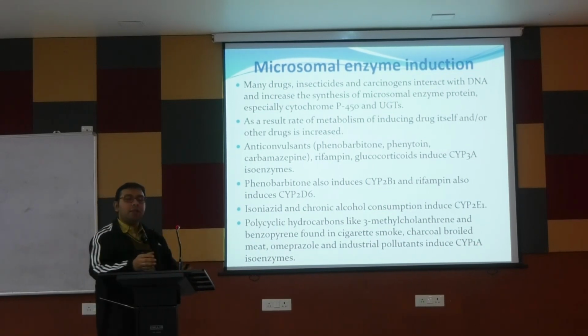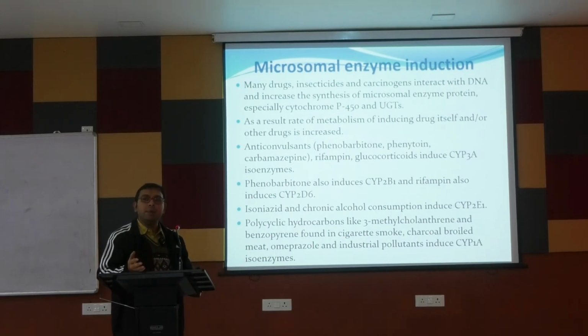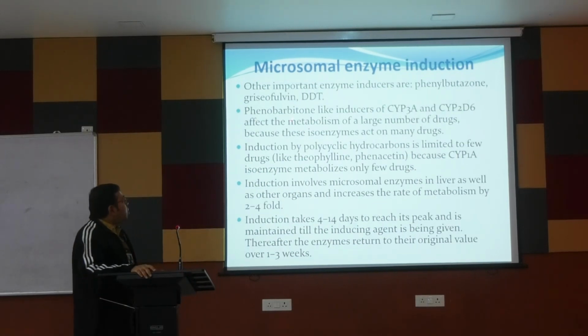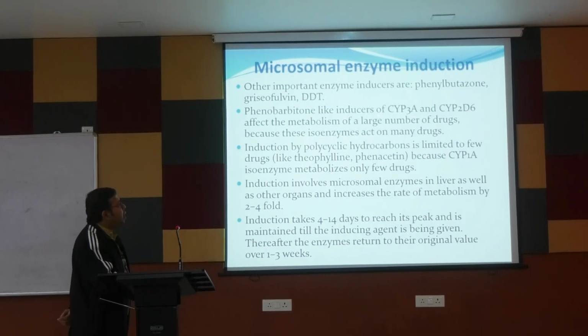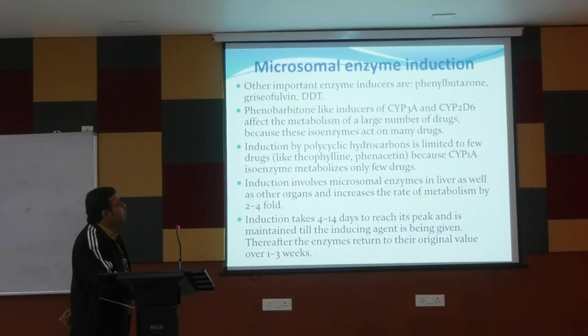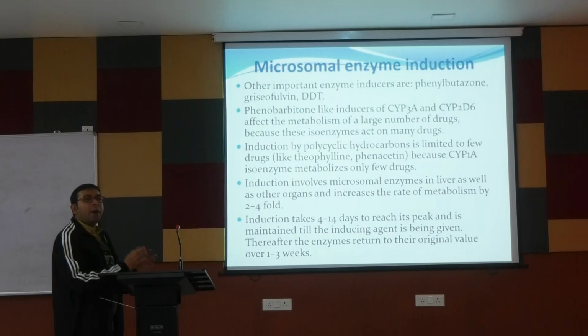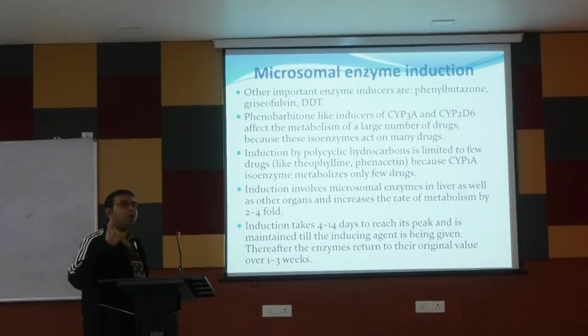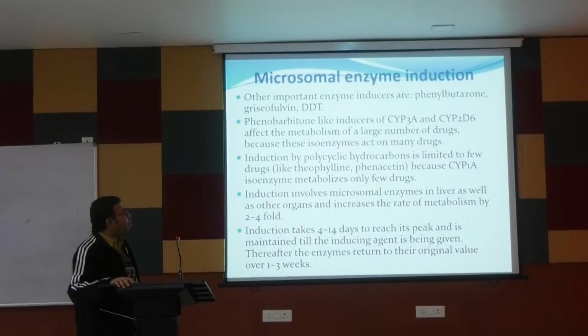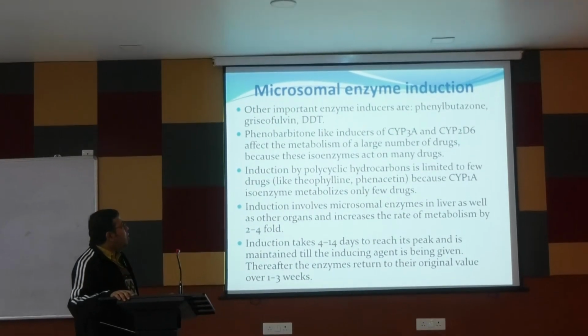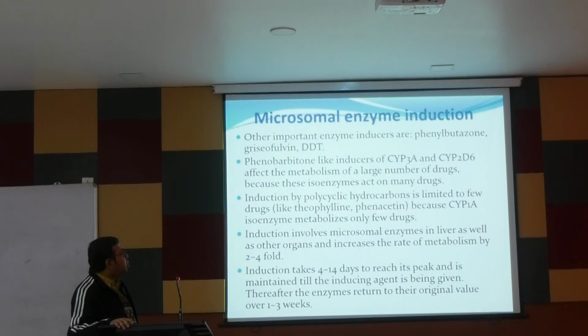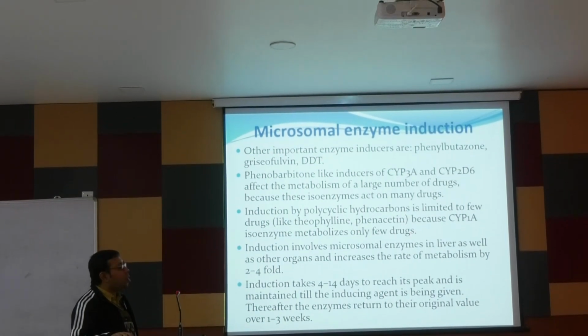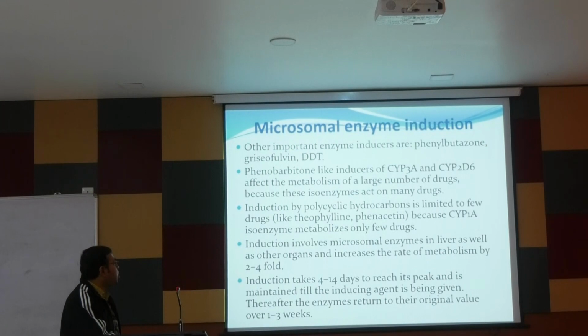There are various examples where the same drug can induce one enzyme and inhibit another enzyme. Other enzyme inducers are phenylbutazone, griseofulvin, DDT, etc. These are the examples. Inducers of the 3A and 2D6, like phenobarbital, affect the metabolism of a large number of drugs because these isoenzymes act on many drugs. So phenobarbital, rifampicin, remember these two are very common enzyme inducers. Induction by polycyclic hydrocarbons is limited to theophylline, phenacetin, etc., because the cytochrome 1A1 isoenzyme metabolizes only a few drugs. These are all examples.